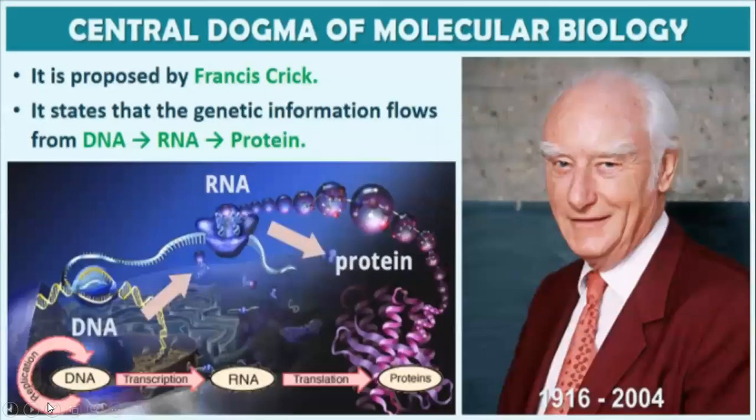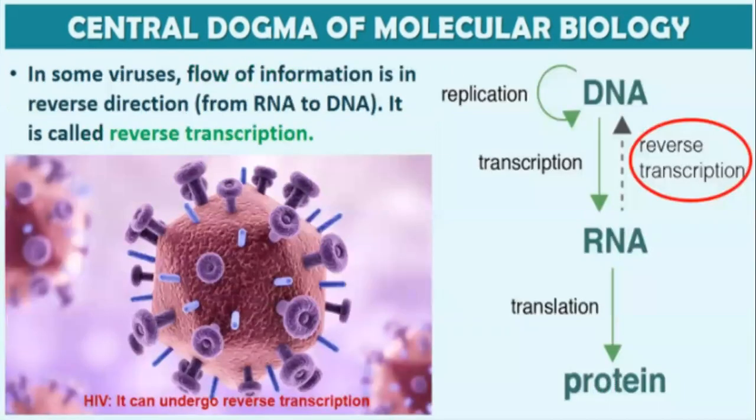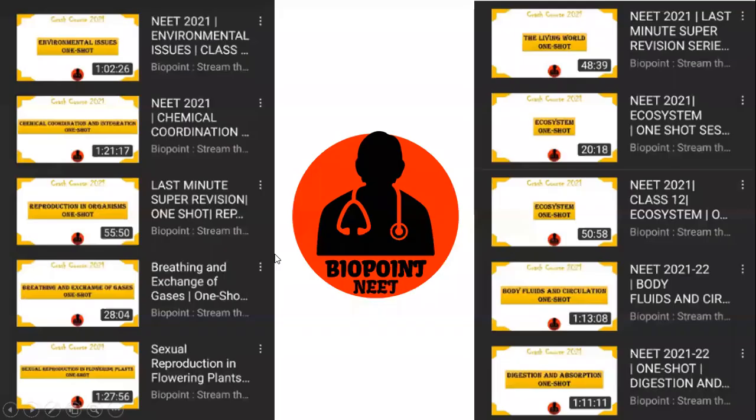It states that genetic information flows from DNA to RNA and from RNA to protein. From DNA, the genetic material moves on to RNA via the process known as transcription, and from RNA it moves on to proteins via translation. In some viruses, the flow of information is in the reverse direction, that is from RNA to DNA, and this is known as reverse transcription. HIV is one virus that can undergo reverse transcription. Is that clear?